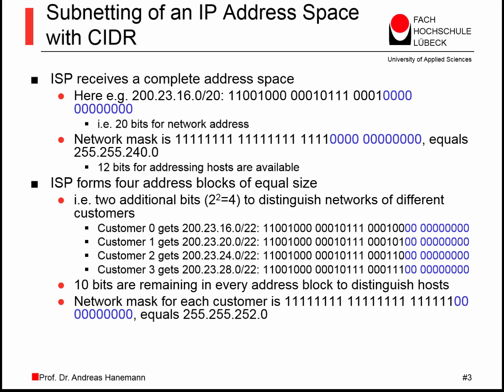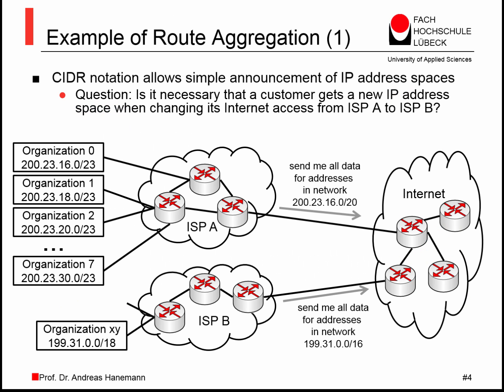As a result, there are /22 address spaces for the customers, such as 200.23.16.0/22 for the first customer network. In these networks, 10 bits are available to distinguish between the hosts. The network mask for the networks is 255.255.252.0. In the following, I'm showing you, based on another example, that this way of distributing the IP addresses is reasonable to keep routing tables small.